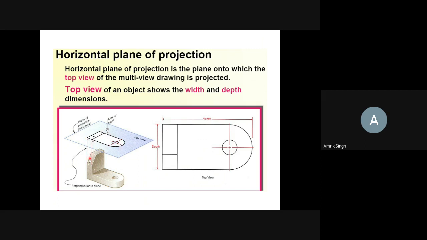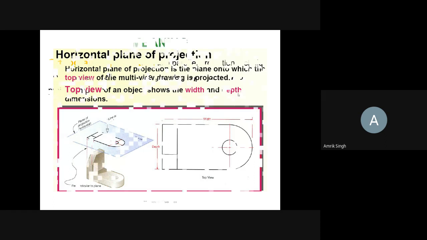And similarly, this side is slanting. So we are looking at this edge here, and we are looking at this edge here. So this dimension is different from the actual object dimension. And this is a hole which we are looking at from the top. So this is known as the top view. When we draw the top view, this will be the width and this will be the depth of the object. So the top view of an object shows the width and the depth dimensions.